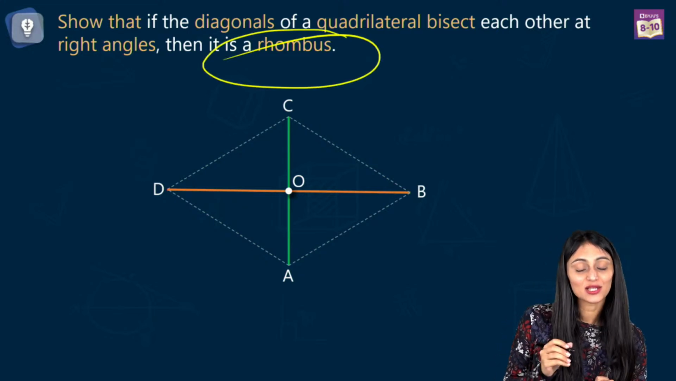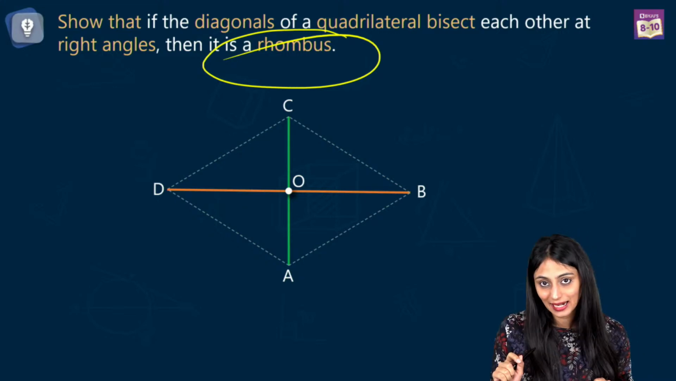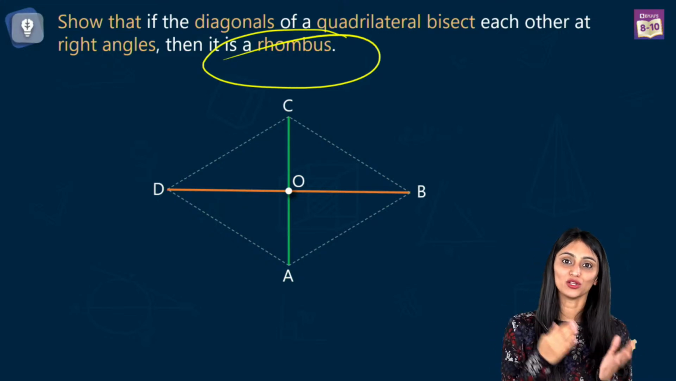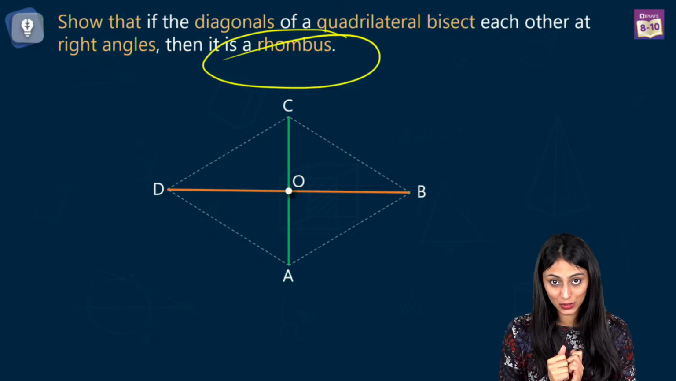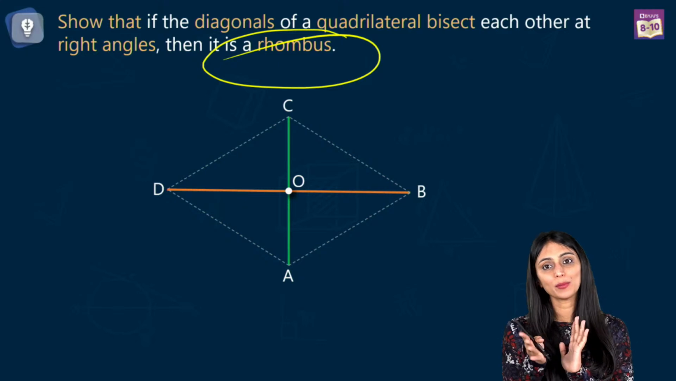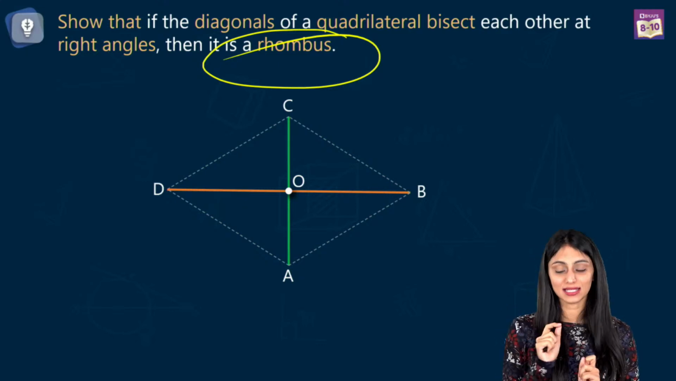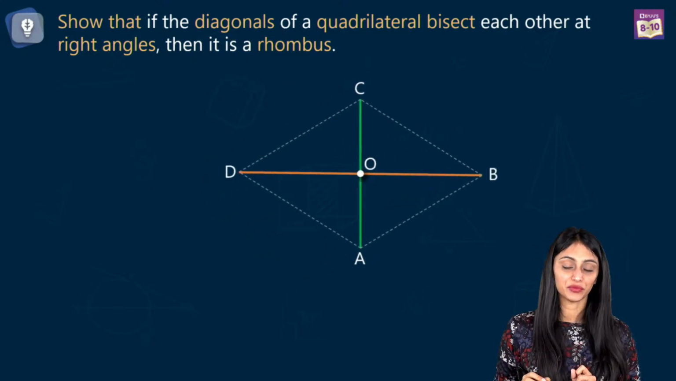So here the diagonals are already bisecting each other at right angles. This is one of the properties of a rhombus. Now to prove it a rhombus, I'll have to prove that all the sides are equal. It is a parallelogram, which means opposite sides are equal, but we need to prove all the sides are equal. So let's analyze this further.